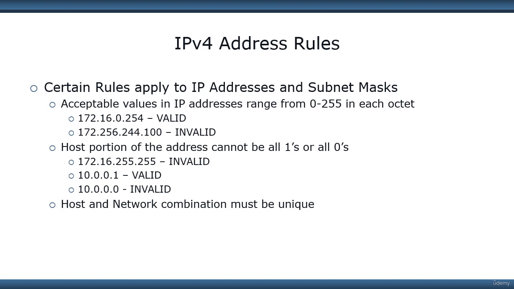And then the final one is the host and network combination needs to be unique. So you can have 2 systems on 2 different networks and their host ID for both of them is 100, and that doesn't matter because they're unique within their own network segment. You cannot have 2 machines on the same network trying to use the exact same IP address.